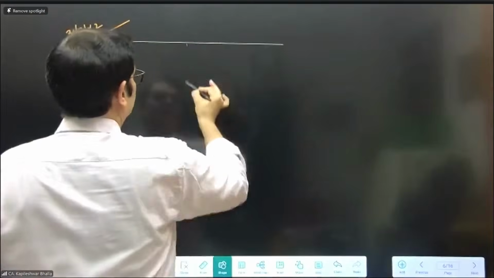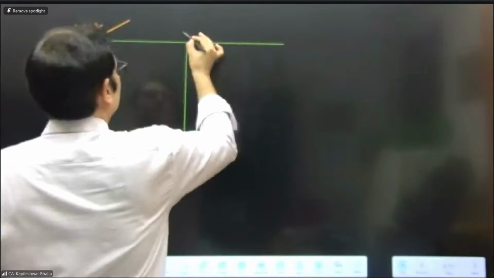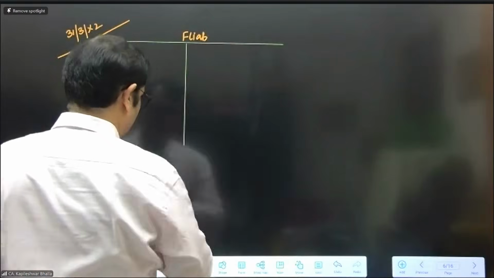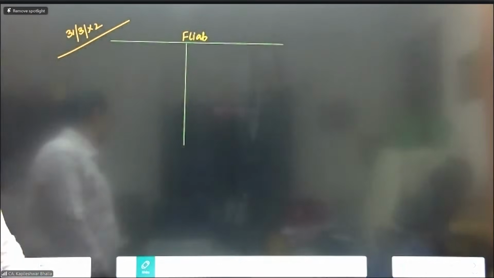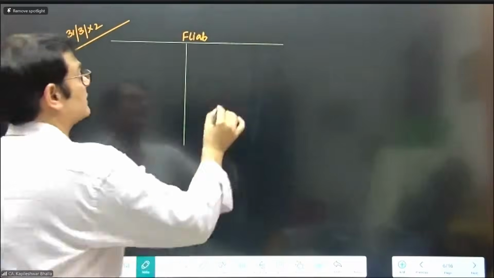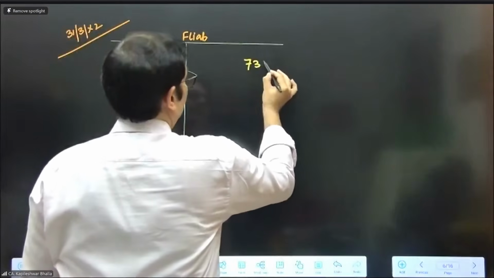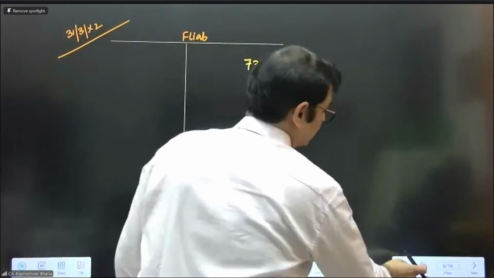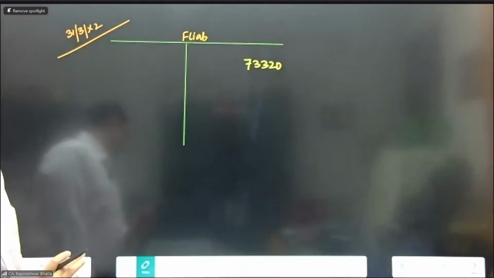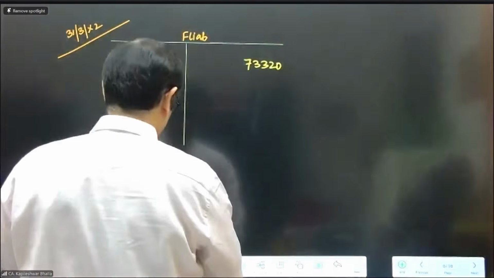So let's first make a small schedule to calculate the amortized cost of the financial liability. We want to calculate the amortized cost of the financial liability. In this particular case, we first consider the value. This is supposed to be 73,200, the fair value. So this comes to a total of 73,200.